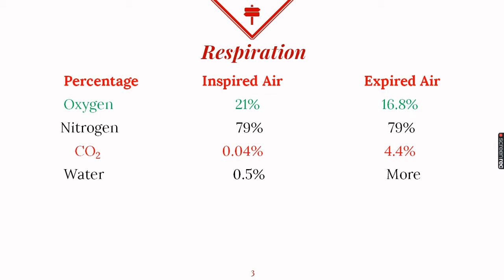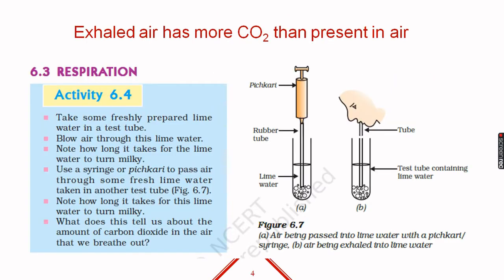If we want to prove that exhaled air has more carbon dioxide, we can perform activity 6.4 given in the book. Now in this activity we have taken two test tubes A and B, and in both the test tubes we have taken freshly prepared lime water. Now in one of the test tubes we have blown some air which is taken in a syringe or a pichkari, while in the other test tube we have blown the exhaled air with the help of a straw. And we will observe both the test tubes.